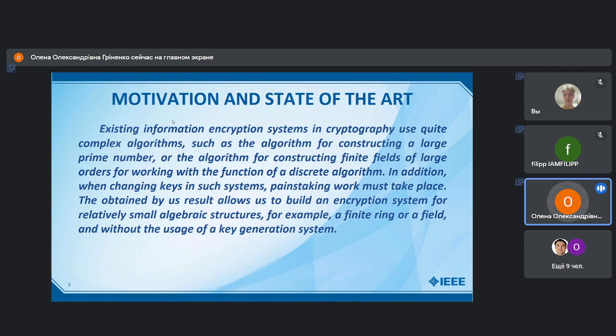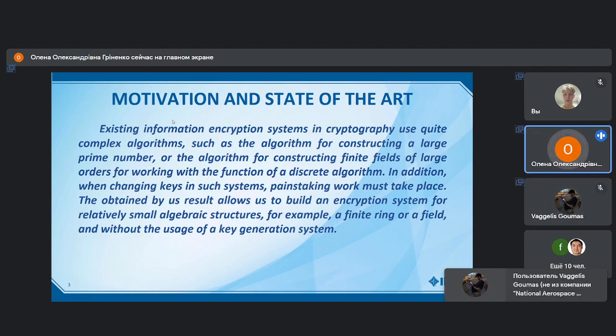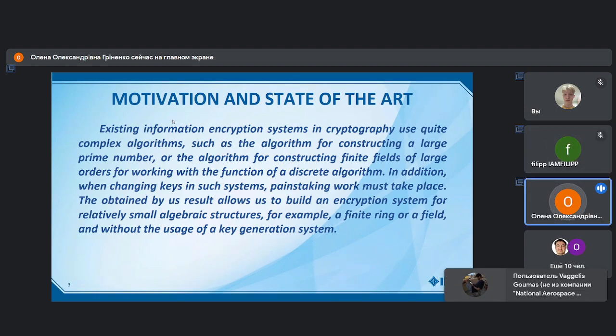The main motivation of our scientific research can be briefly described by the following idea: the existing information encryption systems in cryptography use quite complex algorithms, and in the case of changing keys in such systems, there are a lot of difficulties in work. That's why we had the challenge to simplify the work and to build an encryption system for relatively small algebraic structures, for example, a finite ring or field, and without the usage of a key generation system.